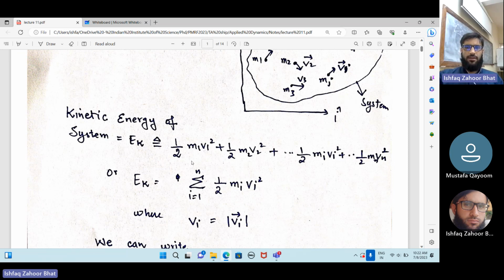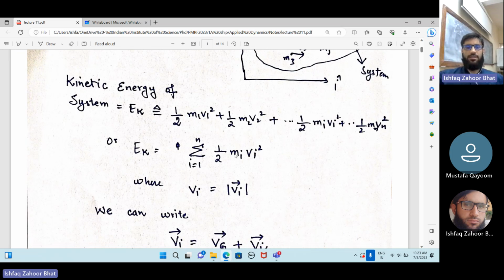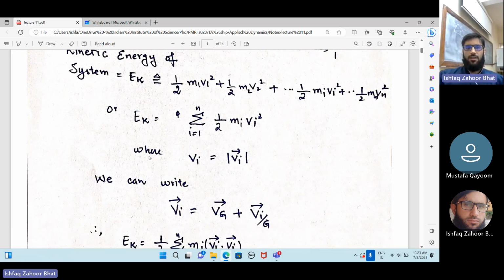I can write it in the condensed form as the summation of 1/2 m_i v_i squared, where i runs from 1 to n. So if I run i from 1 to n, I will get this summation. So this is the kinetic energy of the system. Now, this v_i is nothing but the magnitude of v_i.